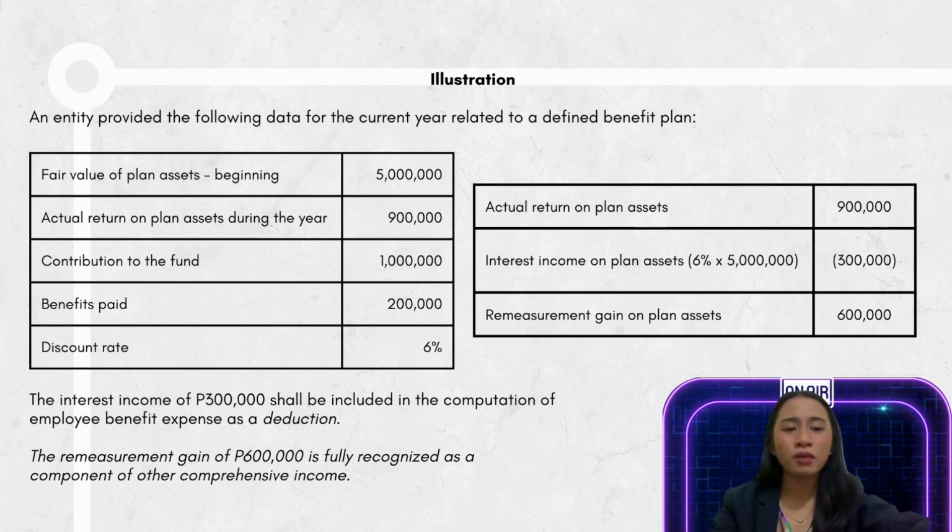So to get the remeasurement gain on plan assets, actual return on plan assets 900,000 less the interest income of 300,000. So we come up to this amount because we multiply the beginning fair value of the plan assets to the discount rate. So 900,000 less 300,000 is 600,000, and that is the remeasurement gain on plan assets. So the remeasurement gain of 600,000 is fully recognized as a component of other comprehensive income.